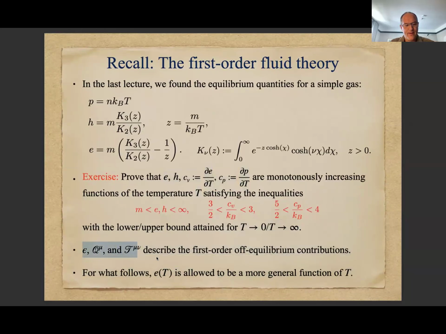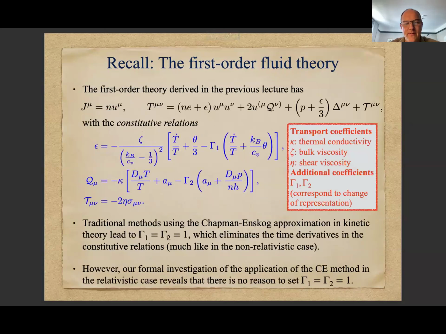For what follows, however, we're not necessarily going to assume that E of T is given by exactly these expressions. They could also be a more general function of the temperature, but if it's supposed to describe a simple gas, then it is given exactly by these expressions. In principle, E could be an arbitrary function of the temperature, with certain restrictions I'm going to mention later.